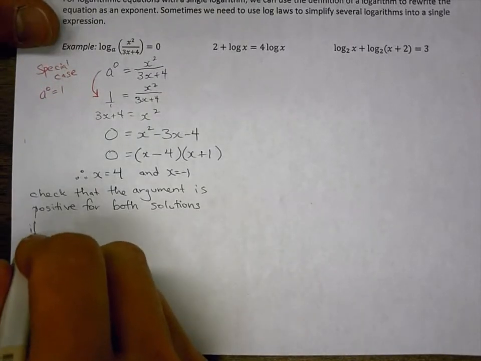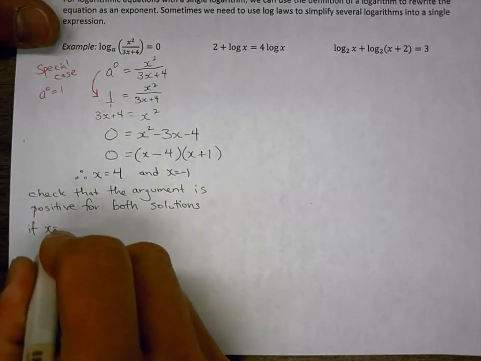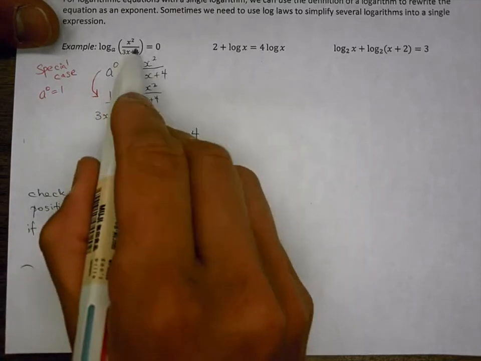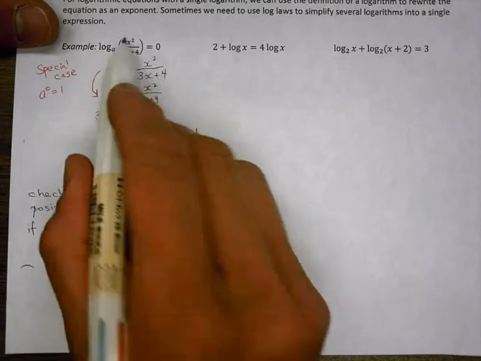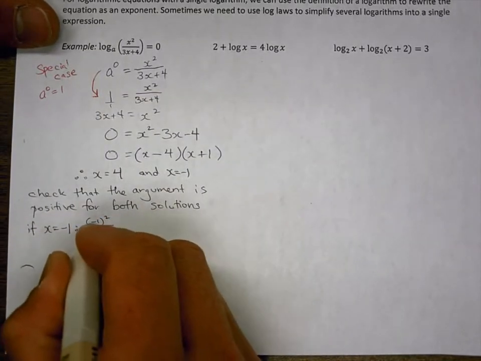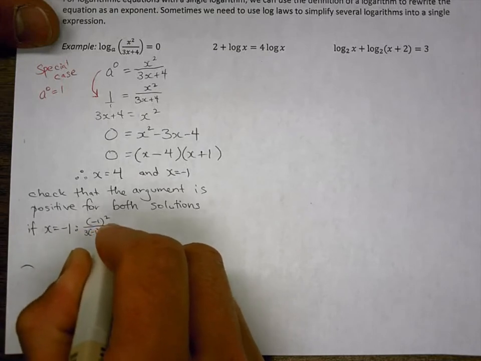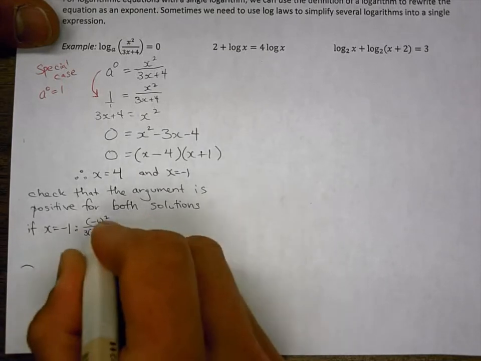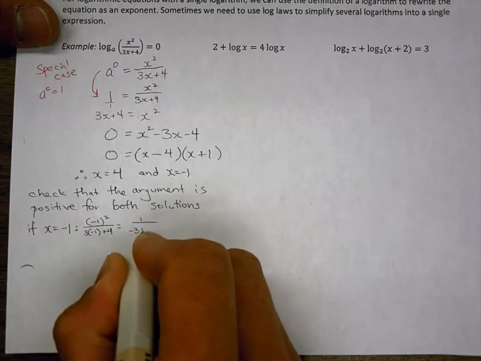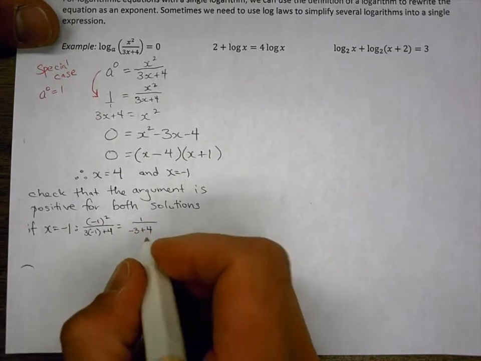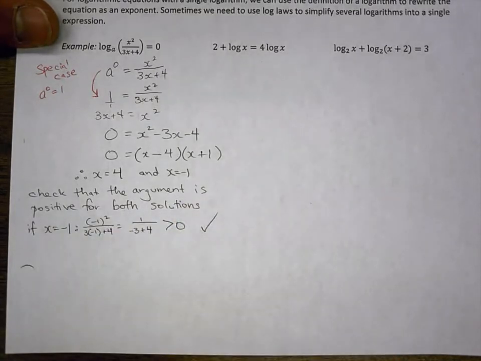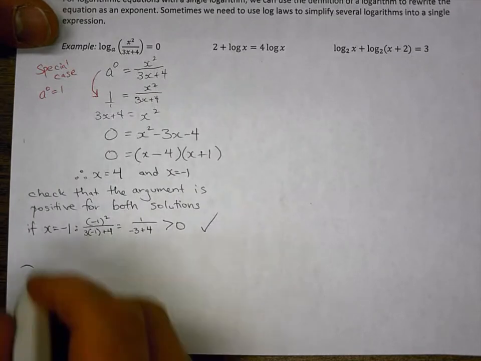So if x is equal to -1, let's start with that one. Is this going to be positive? Let's check: (-1) squared over 3(-1) plus 4. That gives me 1 over -3 plus 4. So whatever this is, it's going to be positive. That's good. I don't even need to figure out the number, I just need to make sure it's positive.